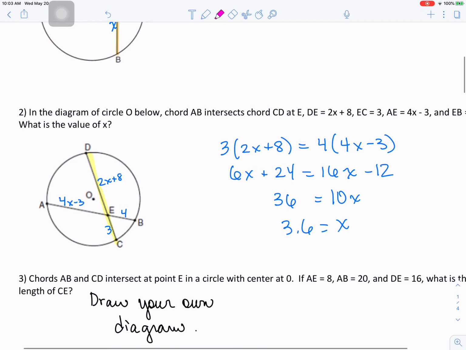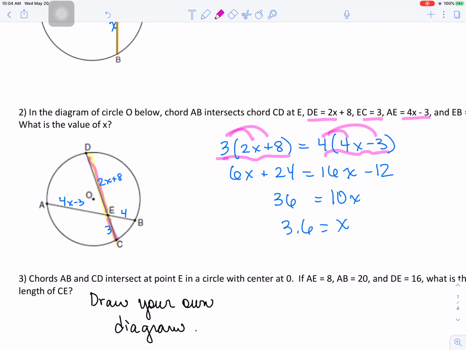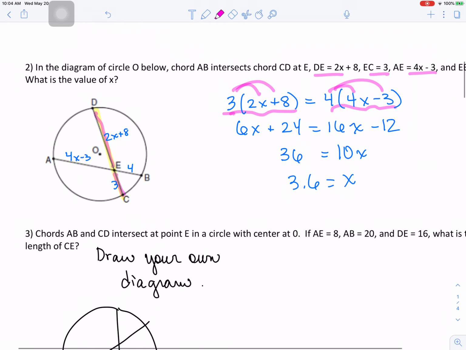Okay, so I did a harder one for you. I did this one where it's algebraically represented. I went through this, I put all these numbers in, and then I set up the proportion. So 3 times the other piece, 2x plus 8, they make one chord, and then 4 times 4x minus 3 makes the other chord. You never mix and match. They're from the same chord. Then I distributed on both sides, combined like terms, and solved.